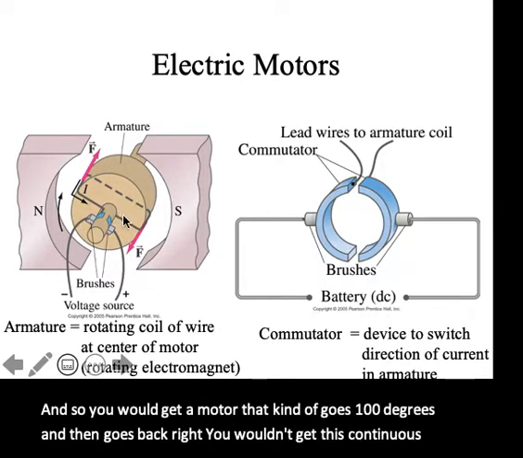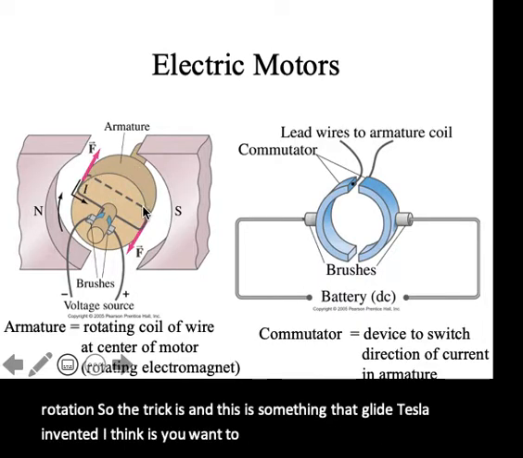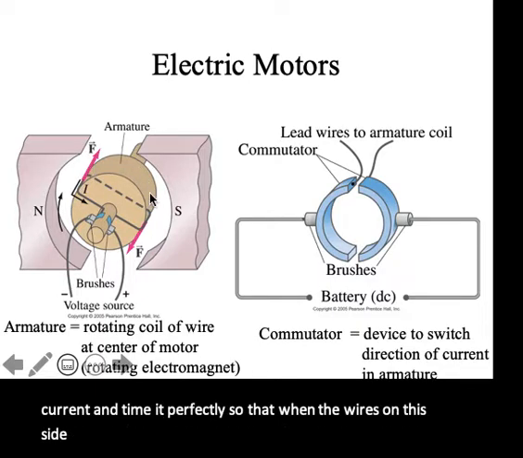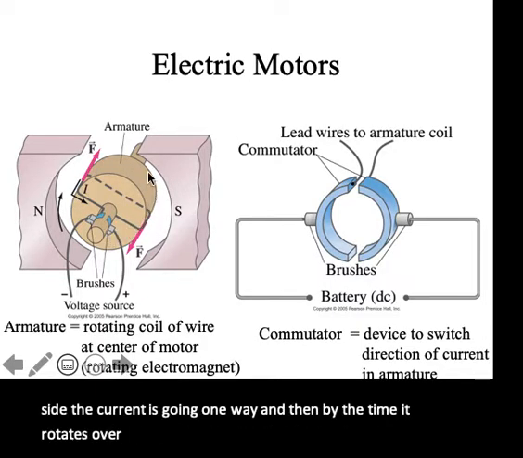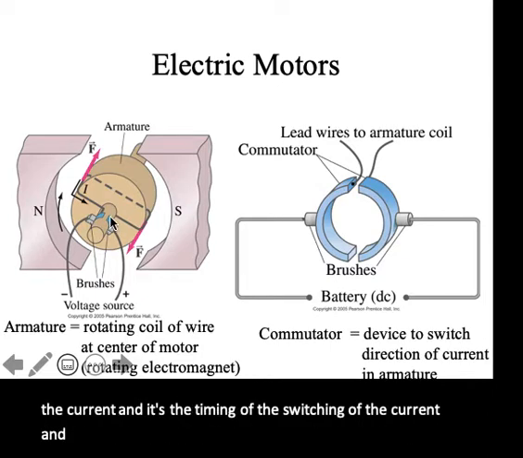So the trick, and this is something Nikola Tesla invented, I think, is you want to switch the direction of the current and time it perfectly so that when the wire is on this side, the current is going one way, and then by the time it rotates over here 180 degrees, you switch the direction of the current. And it's the timing of the switching of the current and the rotation of the armature, or the electromagnet inside of here, that's so key.